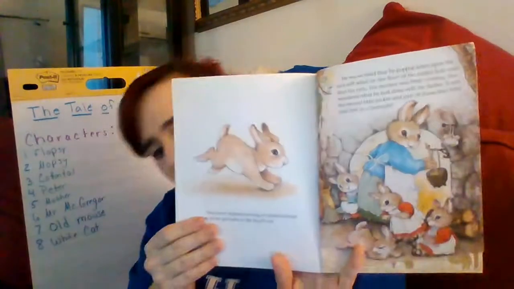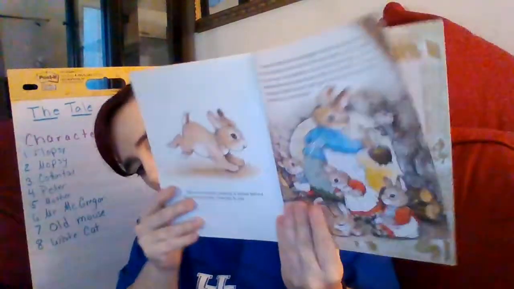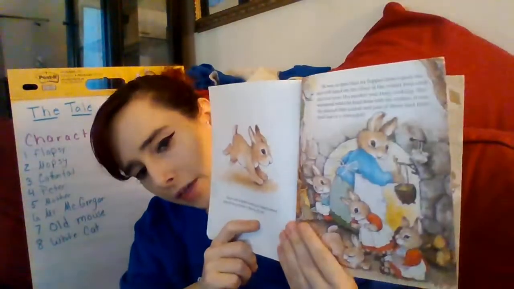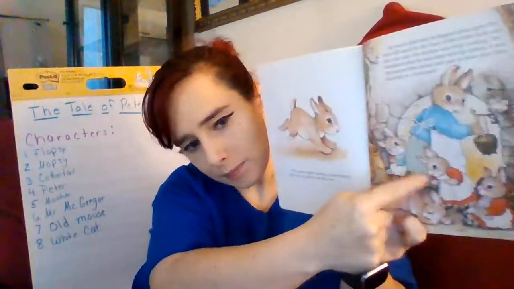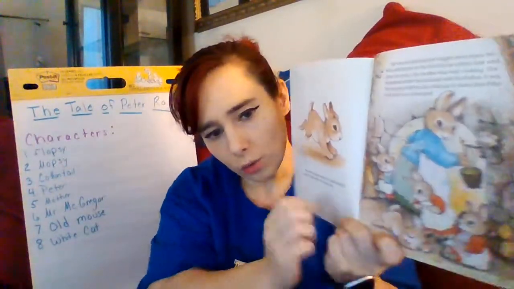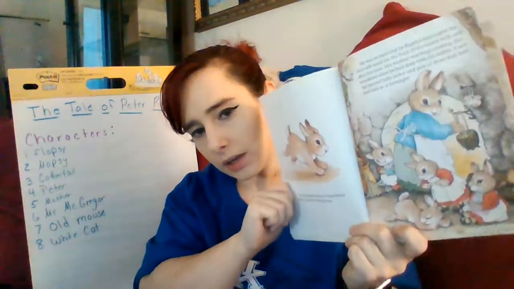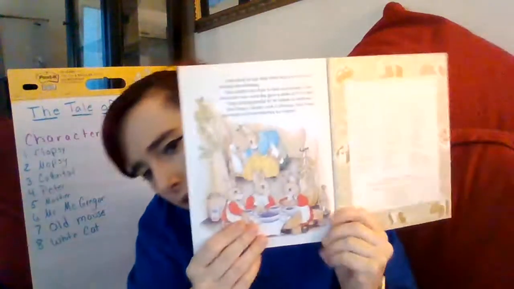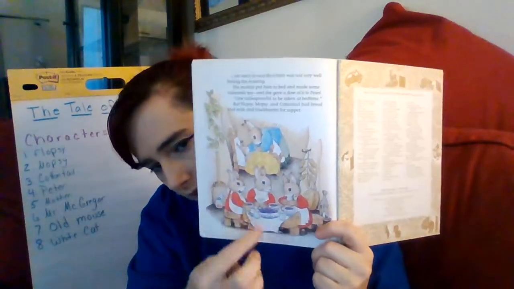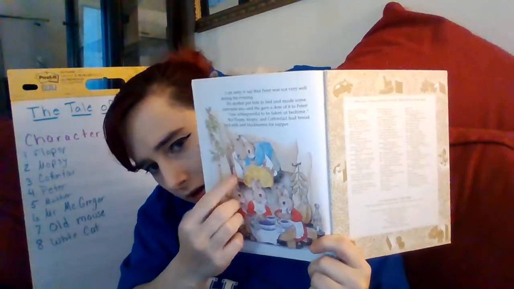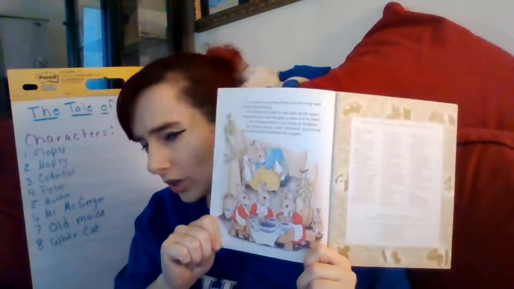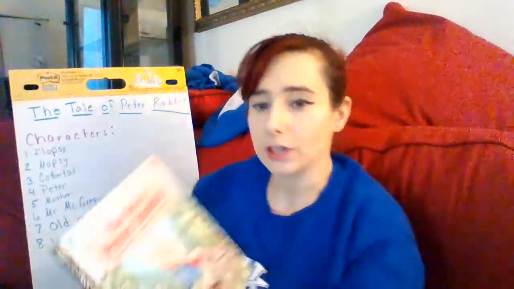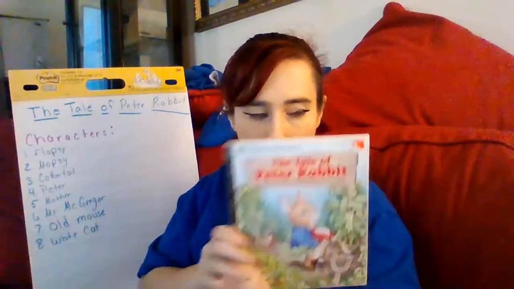So, we have 2 more pages. Any new characters here? I see Mother, and the 3 girl bunnies, Flopsy, Mopsy, Cottontail. Then on the floor is Peter. And here's another Peter. So no new characters. And then the last picture, you've got Flopsy, Mopsy, Cottontail. You've got Mother. And in bed is Peter. Any new characters? So we have 8 characters in our story, The Tale of Peter Rabbit.